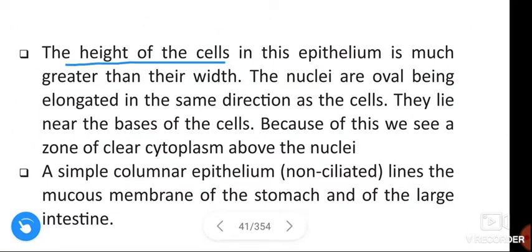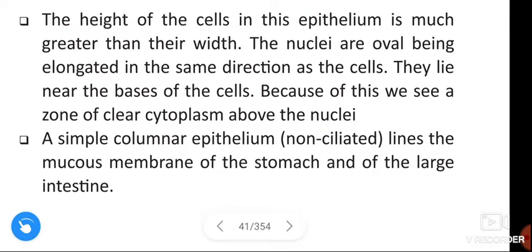The height of the cells in this epithelium is much greater than their width. The nuclei are oval, being elongated in the same direction as the cells. They lie near the bases of the cells. Because of this, we see a zone of clear cytoplasm above the nuclei.